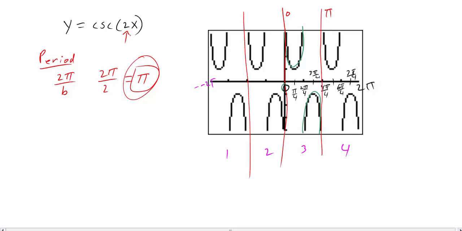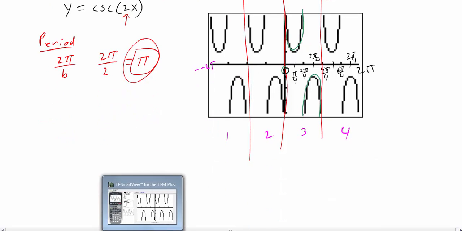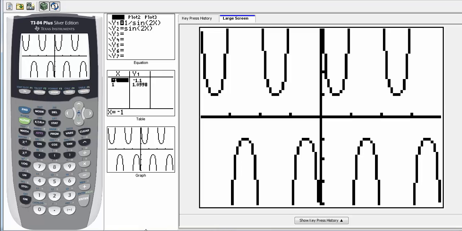All right, so there, hopefully you have a little bit better understanding of looking at the graph of your cosecant function. And keep in mind, if you know the graph of your sine function, then you could certainly find the graph of your cosecant.